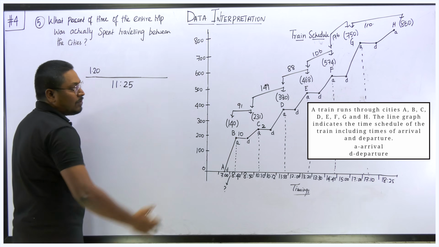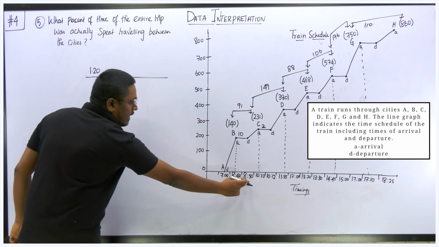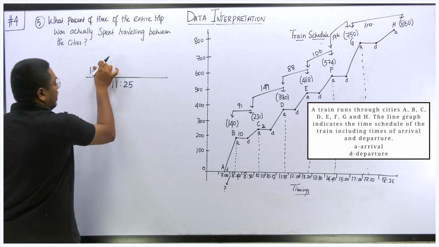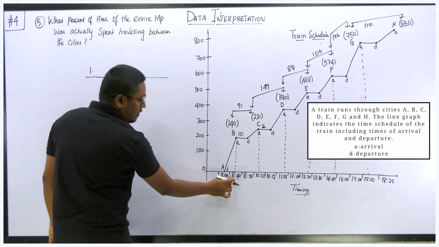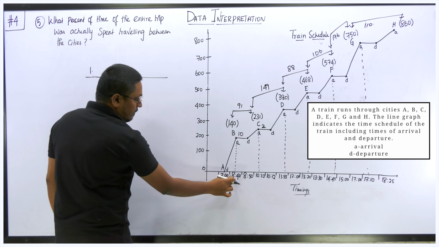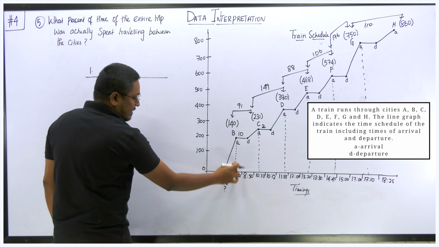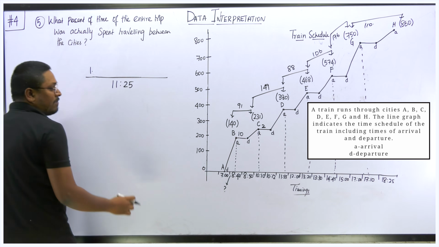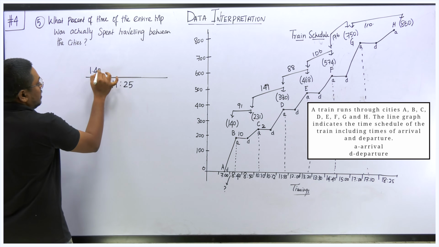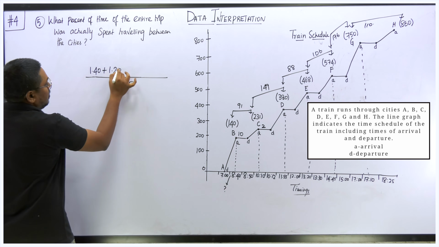So similarly we have to calculate the remaining ones, right? So A to B, 7 o'clock to 8:40. So this will be the first city, right? First city, 1 hour 40 minutes. So 7 to 8:40 will be 1.40. So 1.40. Second will be 1.20, right?